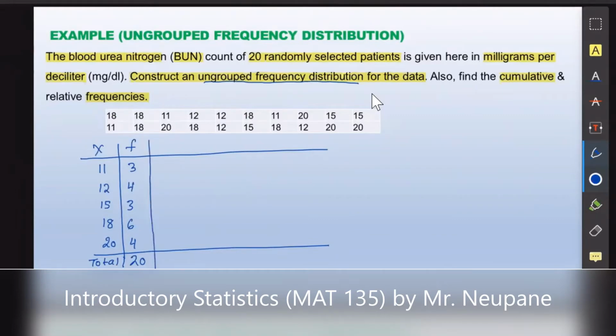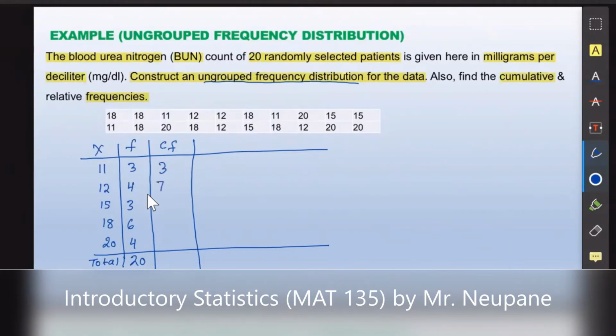After you find the frequency, you can see we are asked to find the cumulative frequency. So in the next column, we are going to find cumulative frequency. Cumulative frequency means this. For example, how many 11s are there? You can see it is 3. So we'll write 3 for that. When we see cumulative frequency, we are not just asking how many 12s there are, but how many observations are less than or equal to 12. Equal to 12, we have 4. Less than 12, we have 3. So the total is the sum of these two, which is equal to 7.